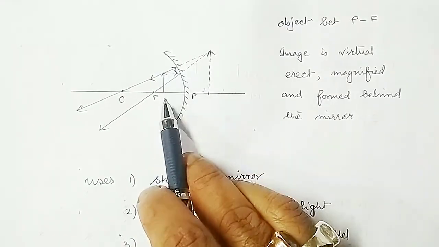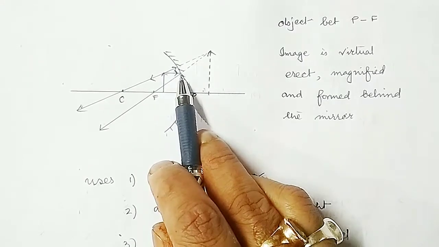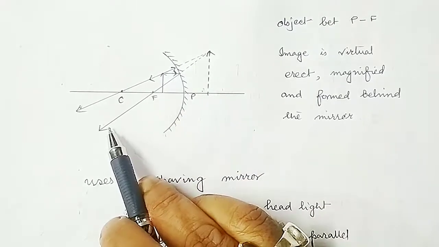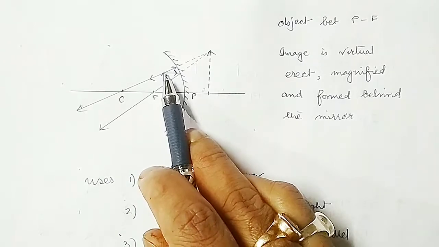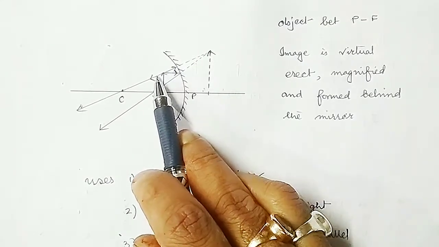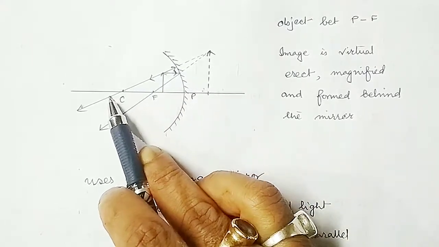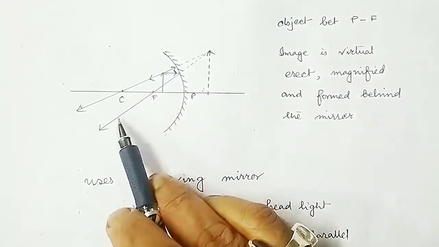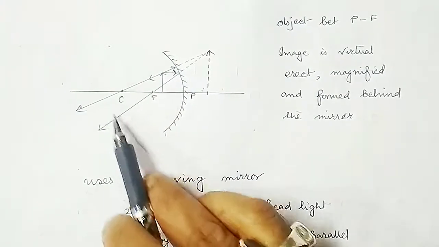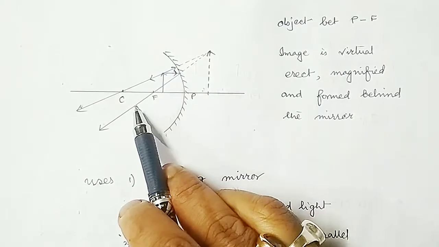Now, if the object is kept between focus and the pole, then what will happen? This is the object. Any ray which is parallel to the principal axis, after deflection passes through the focus. We know the rules. Another ray which is in the direction of C will retrace its path. That means it will move in the opposite direction and it will pass through C. As you can see, these two rays are diverging. They are not going to meet. This is one reflected ray. This is another reflected ray.